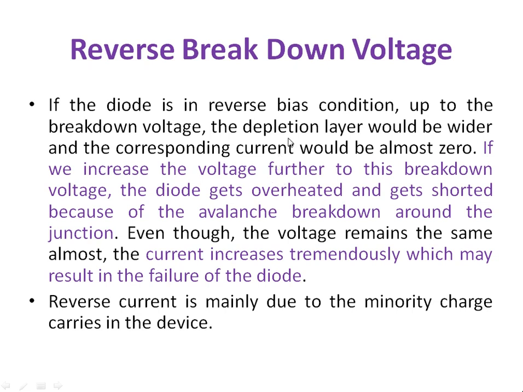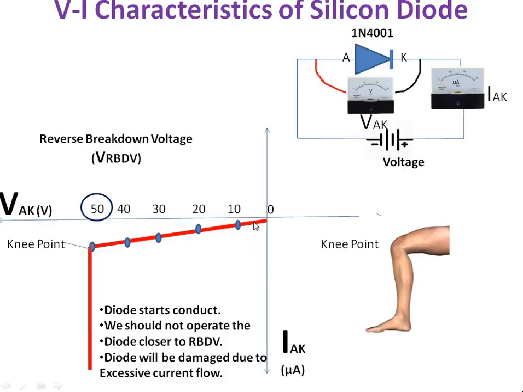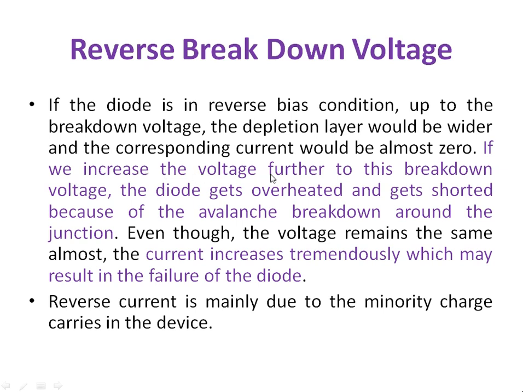And this is the definition of reverse breakdown voltage. If the diode is in reverse bias, up to the breakdown voltage the depletion layer would be wider and the corresponding current would be almost zero. Almost zero means it is in the order of microampere, close to zero. But if you increase the voltage further beyond the breakdown voltage, the diode gets overheated. Why is it overheated? Because there is a short circuit, so an excess amount of current flows through the diode.